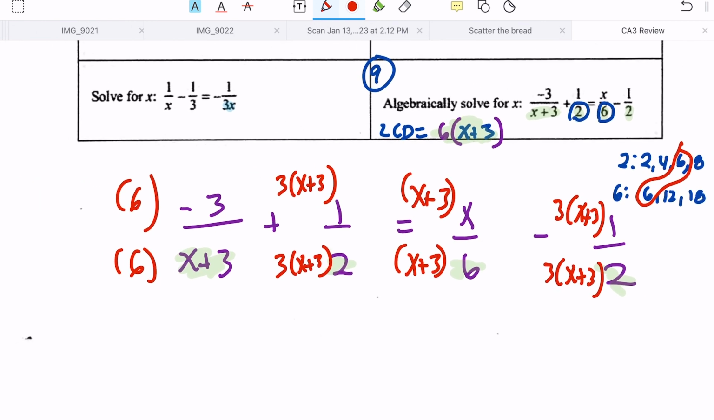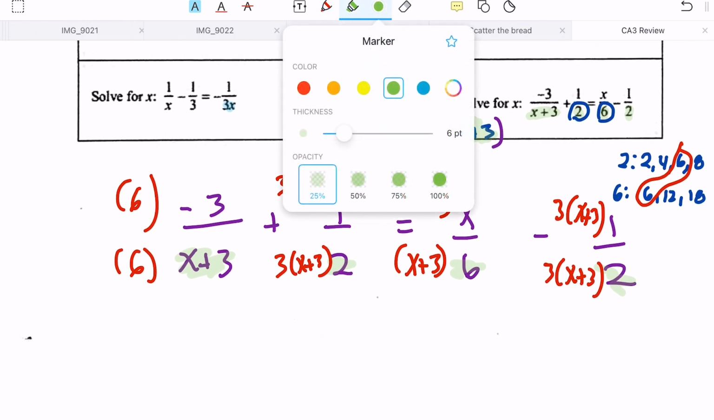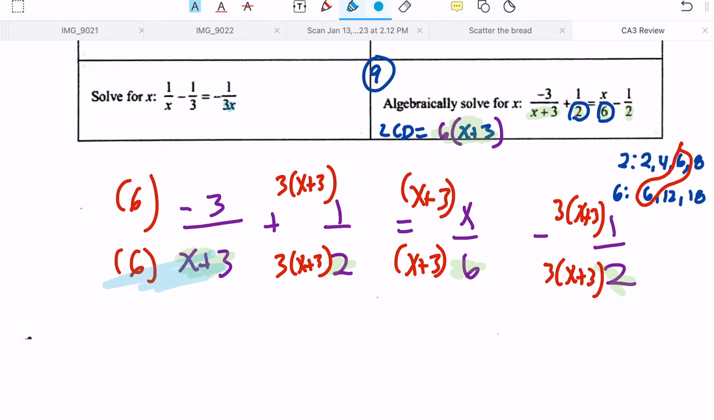So everything is complete. Now, the way we know that we're done is this is going to be 6 times x plus 3. We're going to have another 6 times x plus 3 here. 6 times x plus 3, 6 times x plus 3, right? Because 3 times 2 is 6. Once the denominators are the same, right? In order for us to combine fractions or add fractions, the denominator has to be the same. So since they're all the same, we can forget about the denominators and now we focus on the numerator.